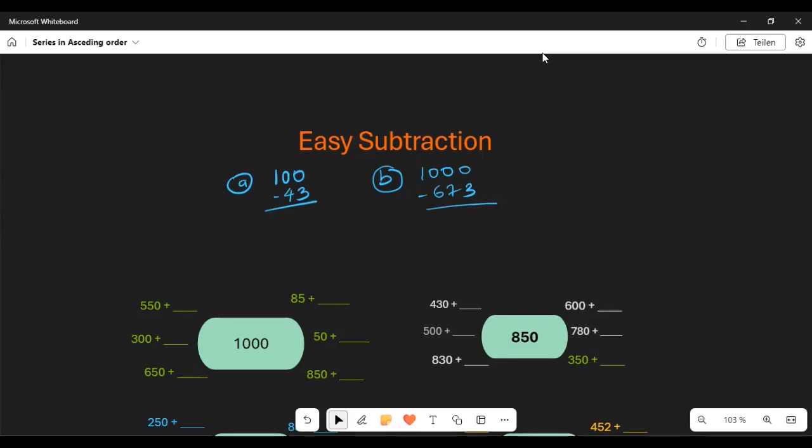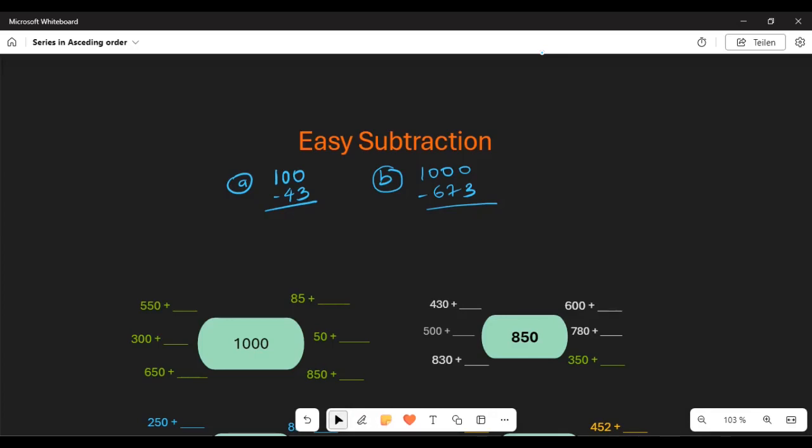Hello, in this video, we're going to look at some easy subtraction skills that anyone can use to ease your computation. I'm going to show you how to do this one very quickly, and then we're going to use it for understanding the following questions. Here I have AB. This is going to demonstrate the skills. Afterwards, we're going to use the skill to compute the following four exercises.